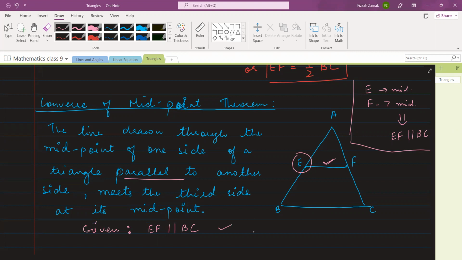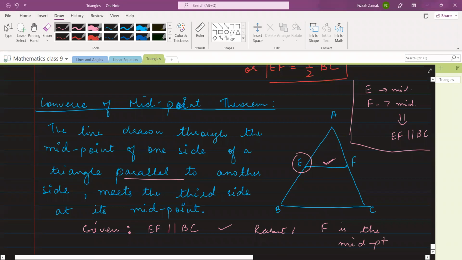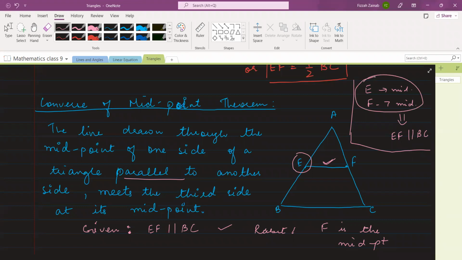Then what is the result? The result of this converse is that F is the midpoint of the other side. Understand the meaning? It meets the third side at its midpoint. So this is the difference. In the theorem, both are already midpoints, and we say it is parallel to the third side. In the converse, it is already parallel to the third side, and one midpoint is given. So F is the midpoint of the other side. That is the result. I hope you have understood now.